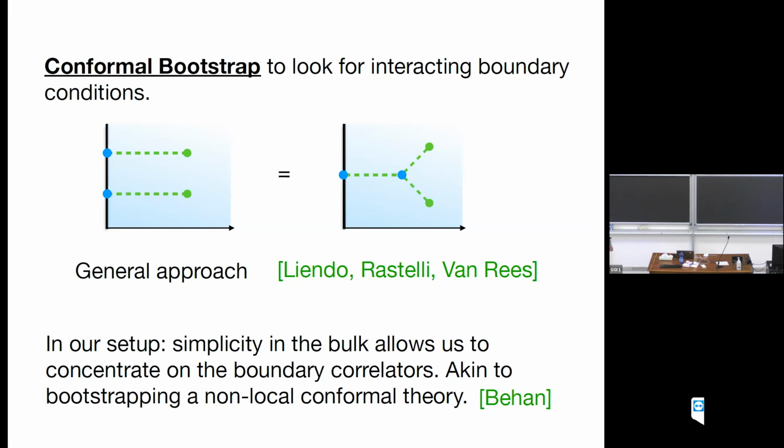But in our setup, we are not going to do this. So this was just about other approaches, because of course we can avoid doing this because of the simplicity of the theory that we're considering in the bulk. And thanks to that, we will manage to just restrict our attention to boundary correlators, okay? We will basically forget about the bulk and just restrict ourselves to boundary correlators.